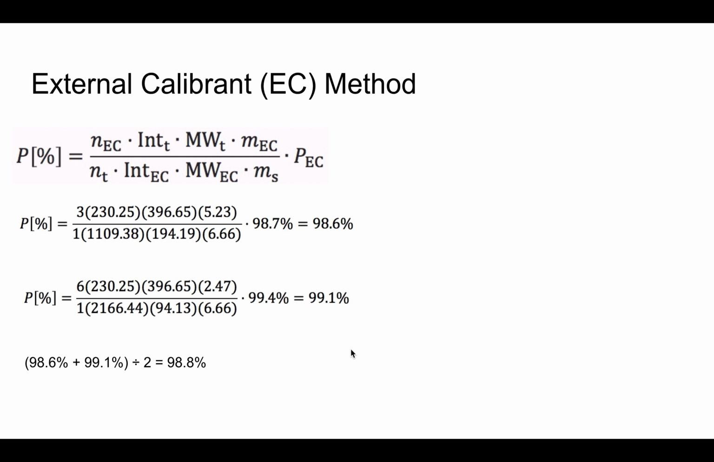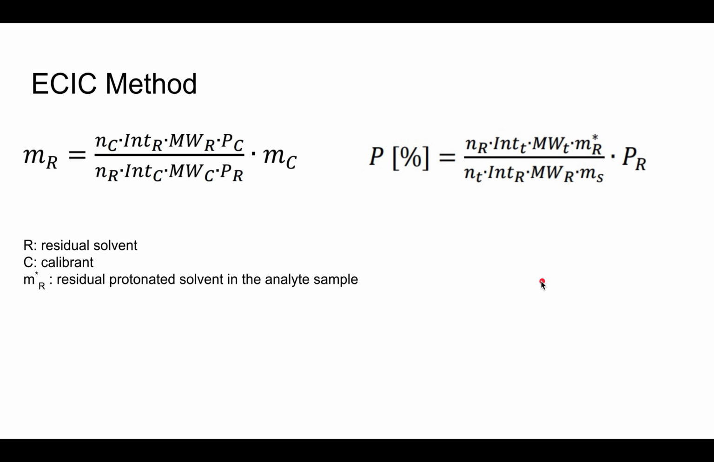And we get that the percent purity using caffeine as our external calibrant is 98.6%. Using DMSO2 as our external calibrant, we get 99.1%. So what we do is we take an average of those two values, and we get that the purity is 98.8%. The final method is the ECIC method, and this is a combination of the internal and external calibrant methods.